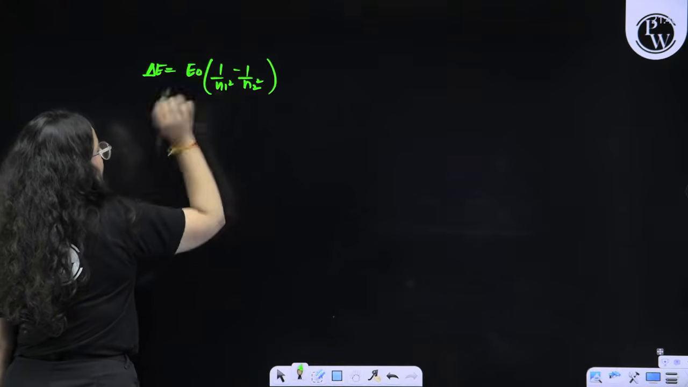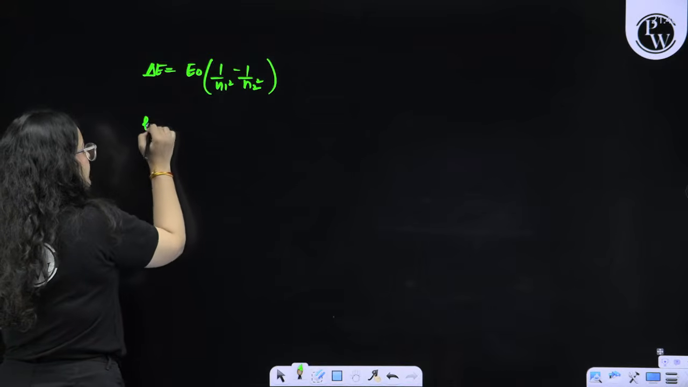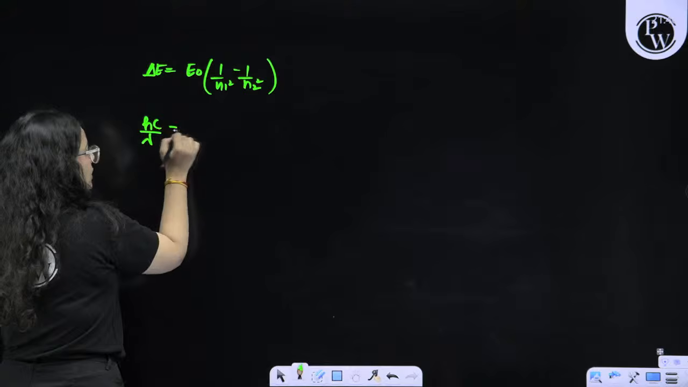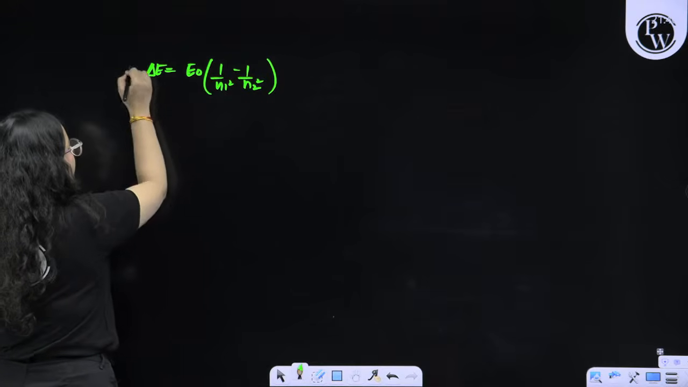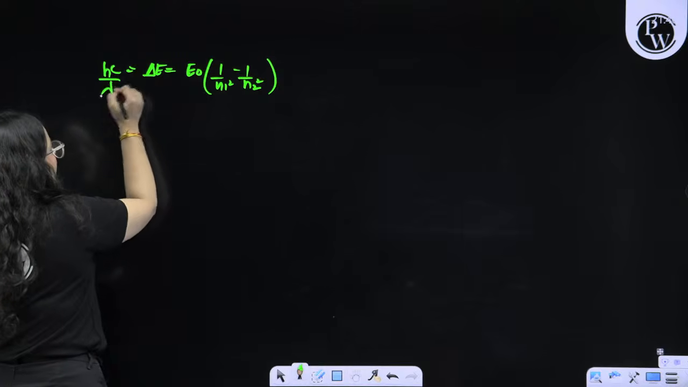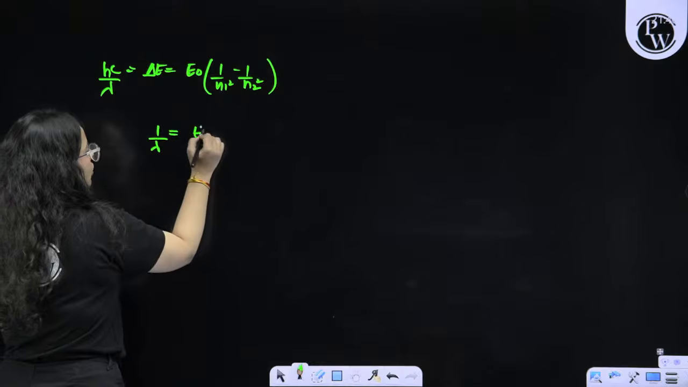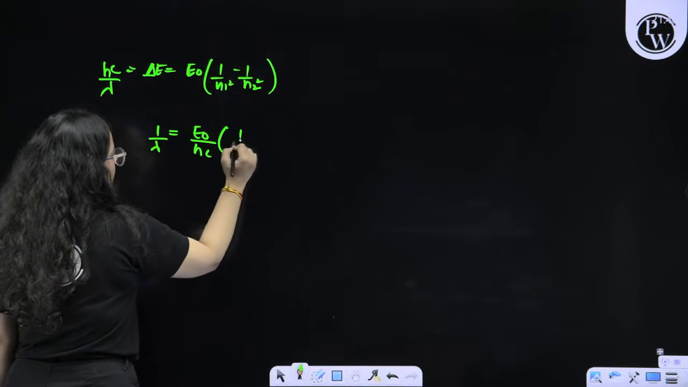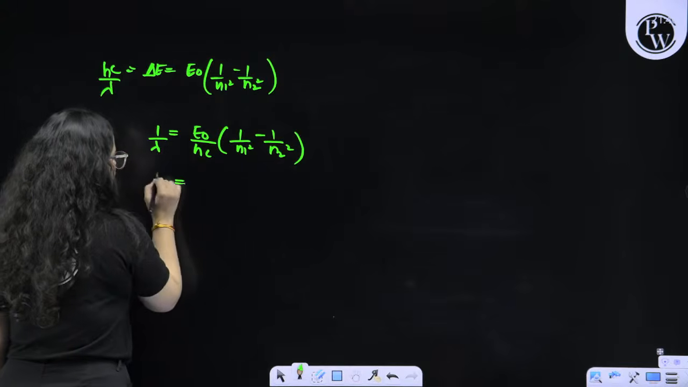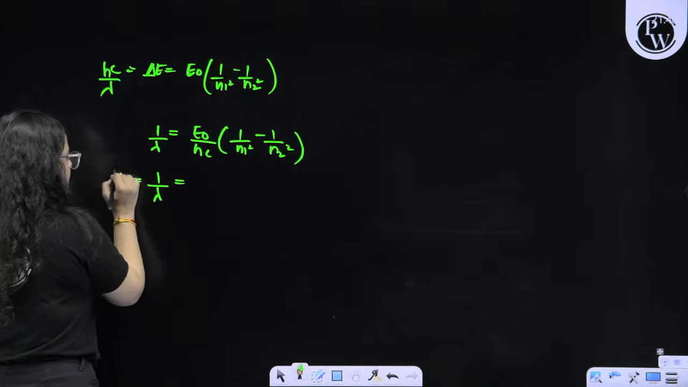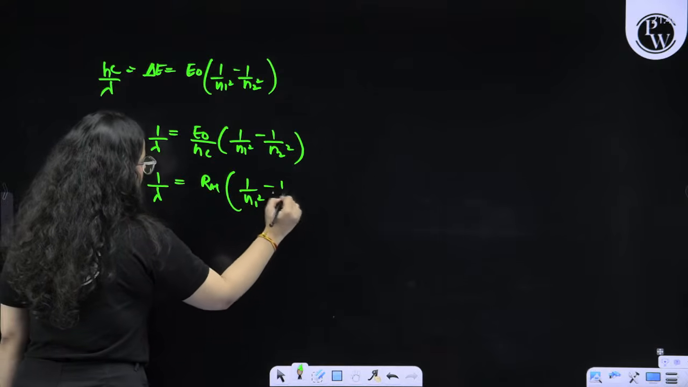Depending on the unit that we are using, we are just writing E naught over here. Now, if I write hc by lambda in place of this, and that hc term is going over here, I'm getting 1 by lambda is equal to E naught by hc times (1 upon n1 square minus 1 upon n2 square). Just solving the value, I'm getting 1 by lambda, that is the wave number, in terms of RH, times (1 upon n1 square minus 1 upon n2 square).